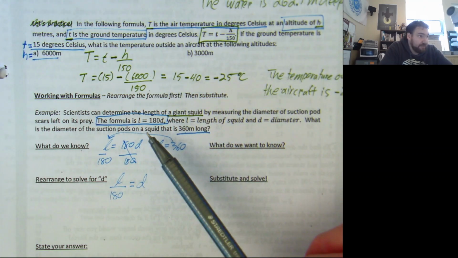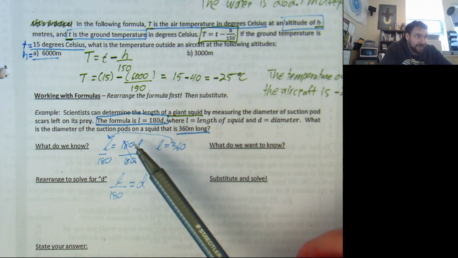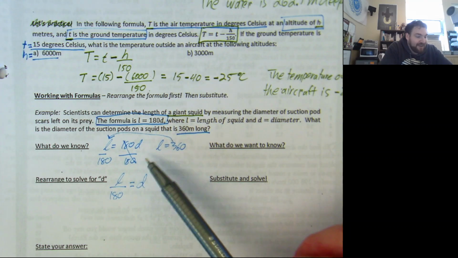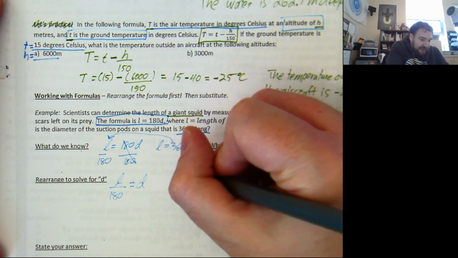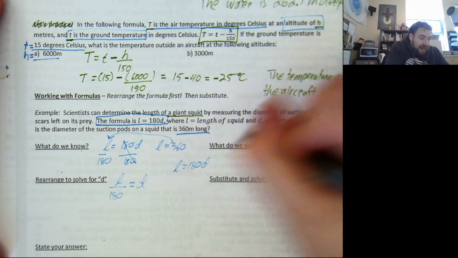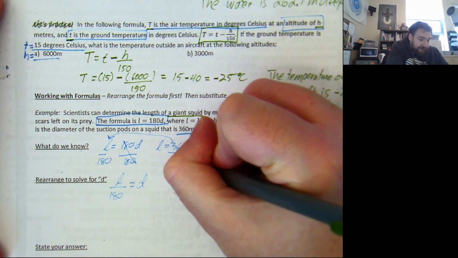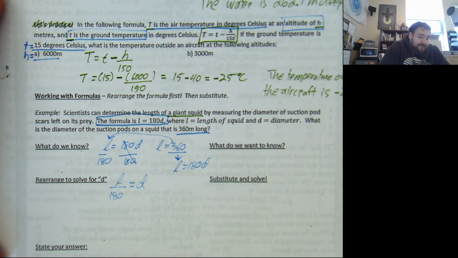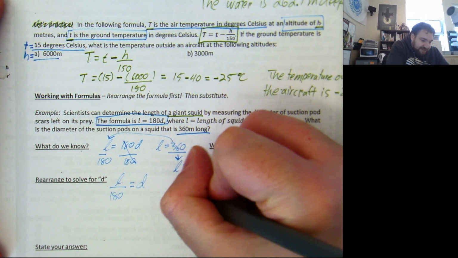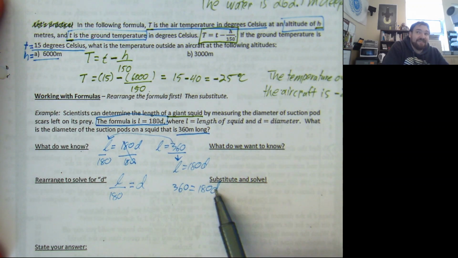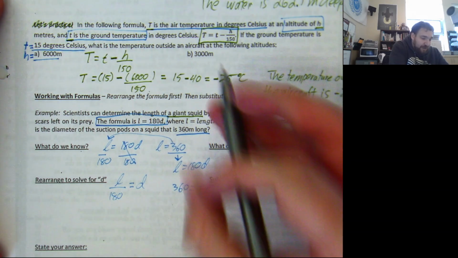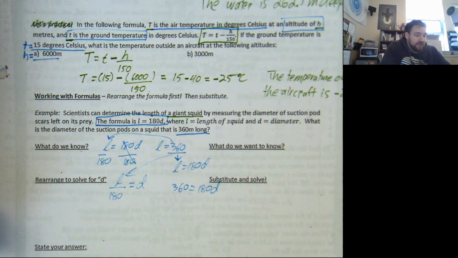Conversely, though, Abdal, wake up. Oh, you're writing? Okay. Conversely, what we could have done is, looking at this thing at the outset, we know that L equals 180D. I could just substitute this thing straight in here. We know the length is 360. I could say that 360 equals 180 times D. And then I could isolate for D. It doesn't matter which way you choose to take it. You're going to get the same result either way.